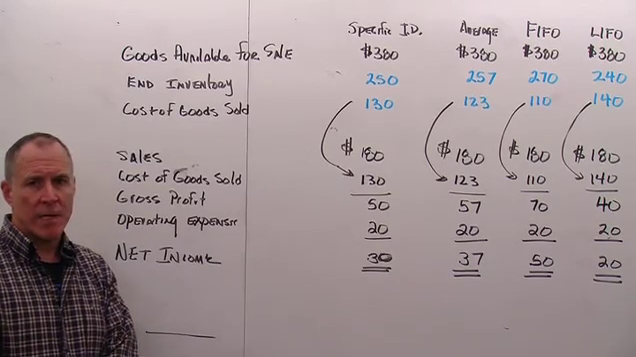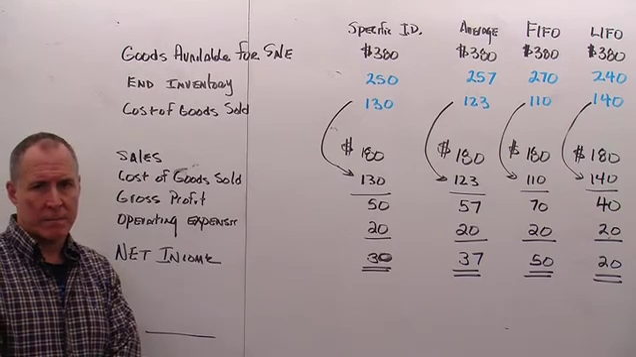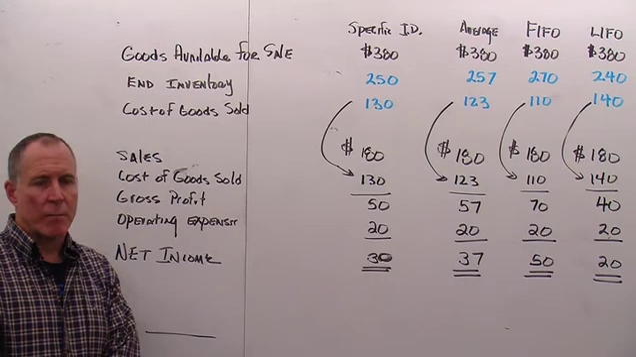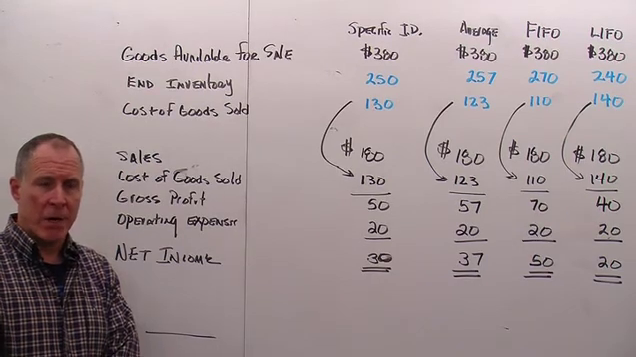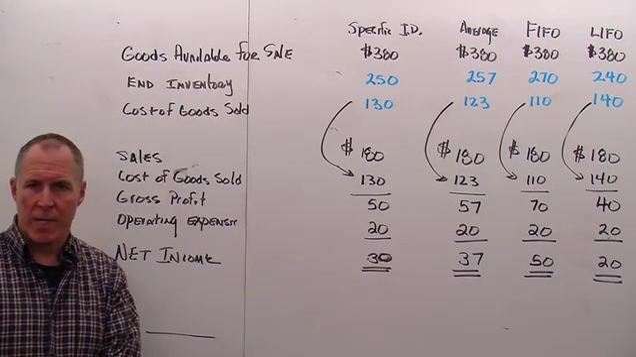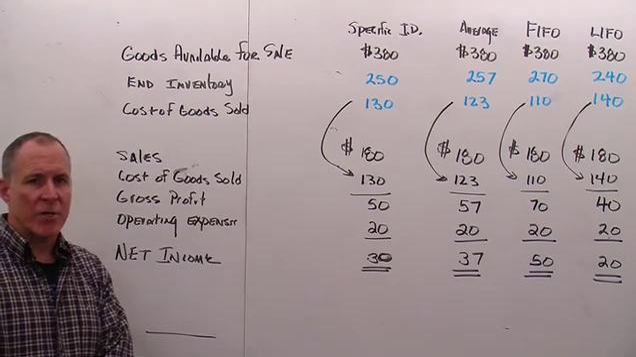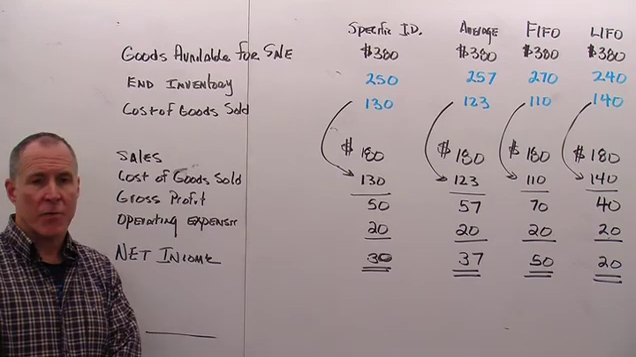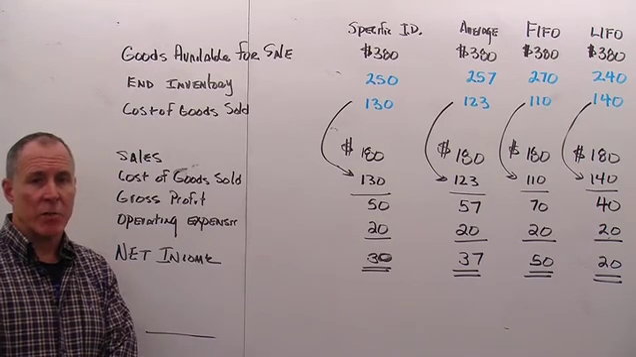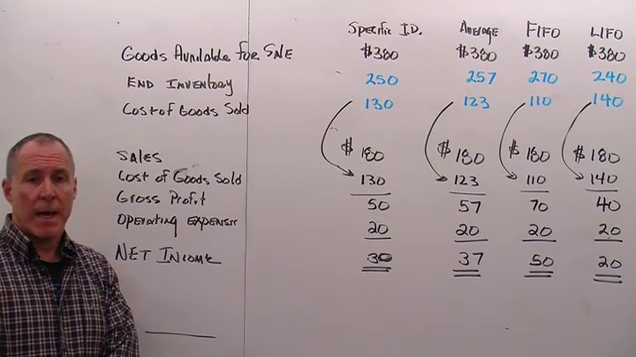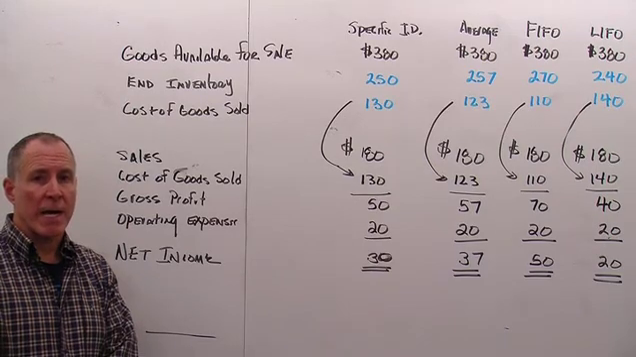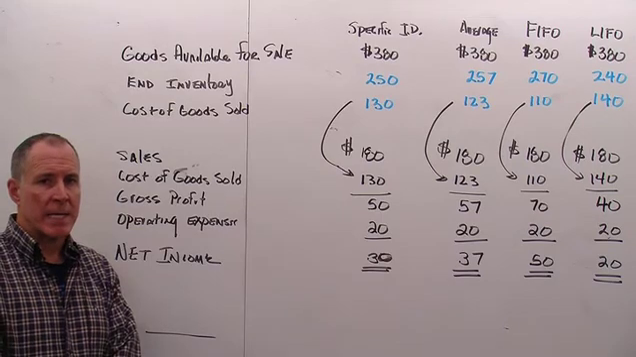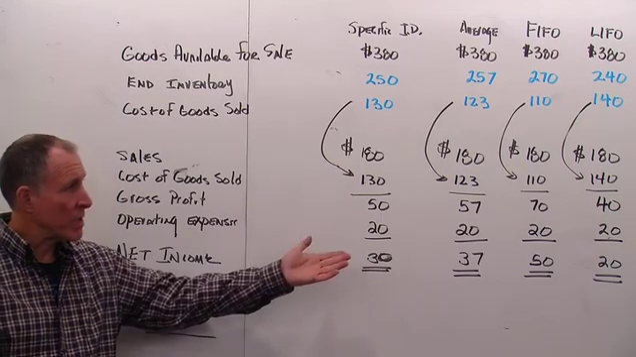Now, the last thing I want to talk to you about is LIFO. In times of rising prices, when prices are going up, in our example, our prices were going up. Our first acquisition of inventory was at 7. Our second was at 8. Our third was at 10. Inventory prices were going up. As inventory prices are going up, LIFO will give you the lowest net income. Which one is the lowest here?